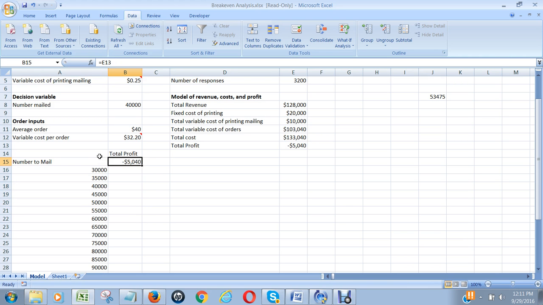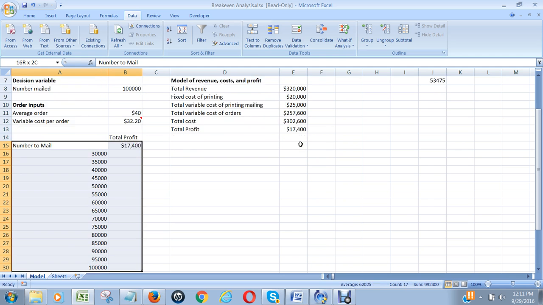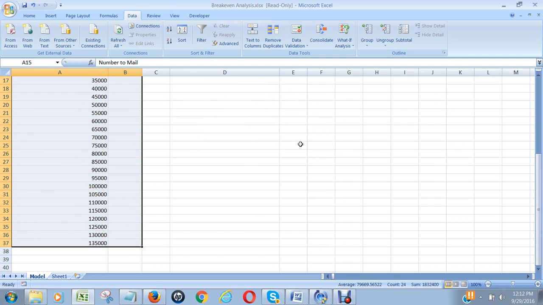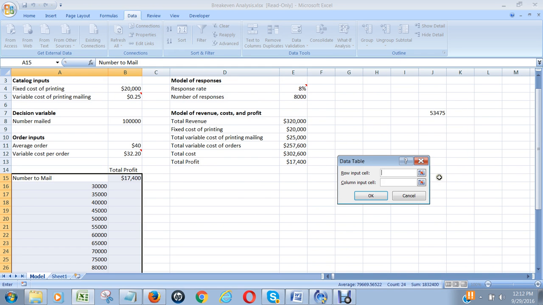Rather than do it all by hand, I'm going to change this back to 100,000. What I'm going to do instead is use a one input data table, where I put the formula that I want to populate this column right here. It doesn't really matter what this value is at this point, just as long as these formulas are all right. Then I take these two columns and highlight them. And then I go to Data, What If Analysis, and Data Table. Up pops this little dialog box.